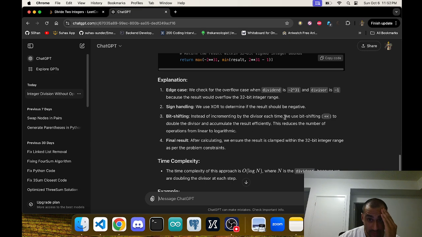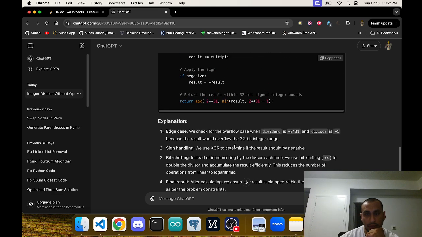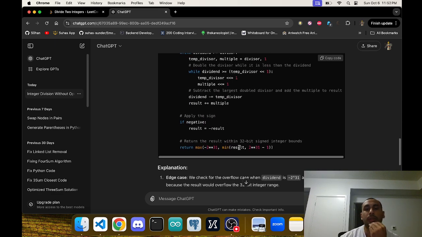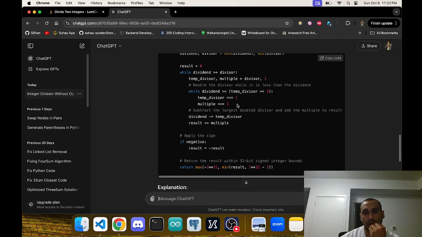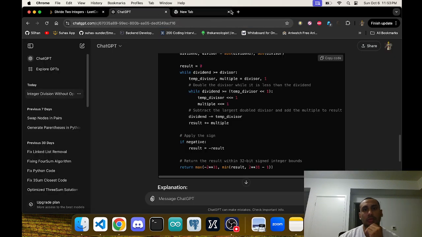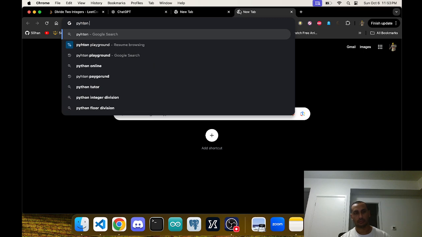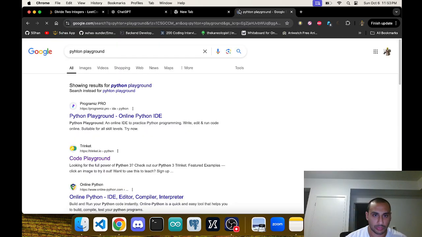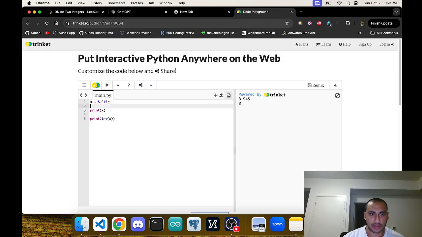Instead of incrementing divisor each time, we use bit shift to double the divisor and accumulate the result efficiently. This reduces the number of operations. Okay, it's fair. Oh, so bit shift. Okay, let me try that. I just want to try something. Let's try the bit shift method. So let's say this is 3.